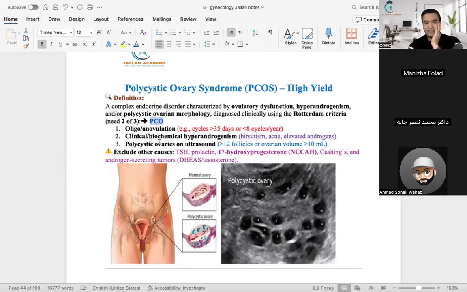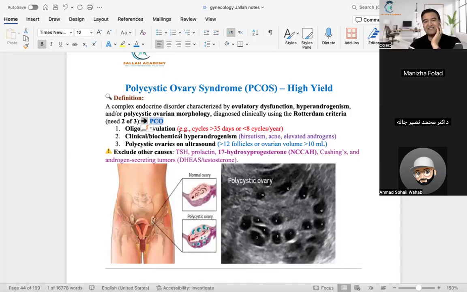All right. So the PCO, P stands for polycystic ovaries on ultrasound, which will be more than 12 follicles, or ovarian volume more than 10 milliliter. C stands for clinical or biochemical hyperandrogenism, symptoms like hirsutism, acne, or elevated androgen. O stands for oligo or anovulation, cycles more than 35 days. It means the cycle happened over 35 days, or there will be a total of less than 8 cycles per year. So if you have 2 out of these 3 PCO, it means you have PCOS.